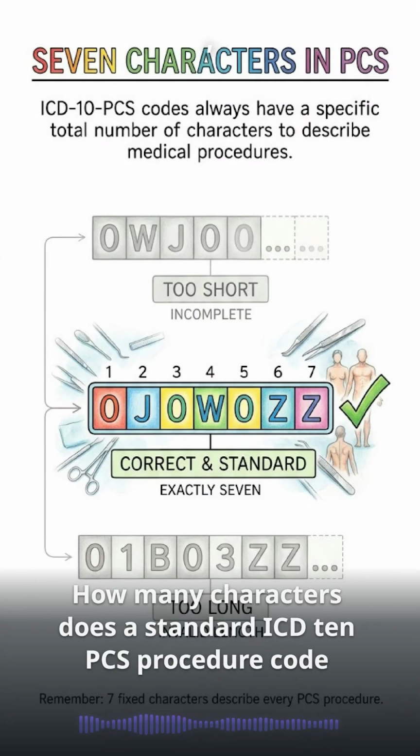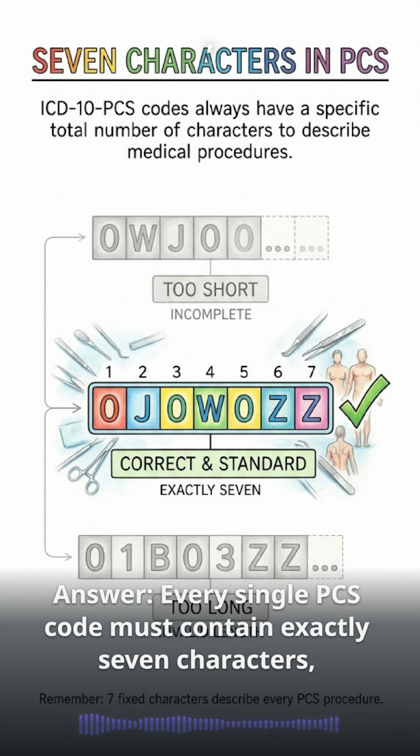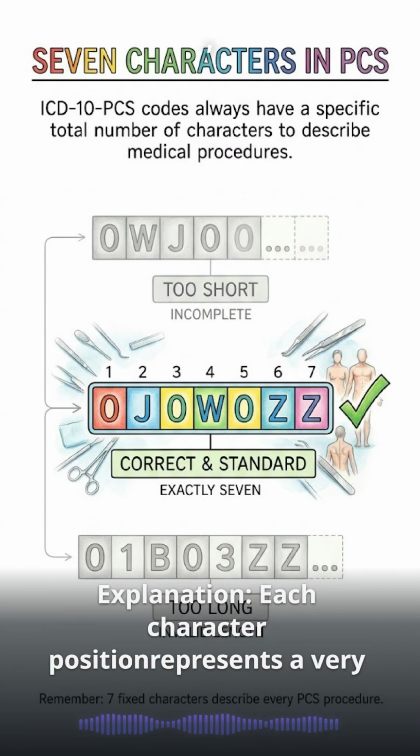2. How many characters does a standard ICD-10-PCS procedure code always have in total? Every single PCS code must contain exactly 7 characters to describe the complete medical procedure. Each character position represents a very specific aspect, like the body system and root operation.